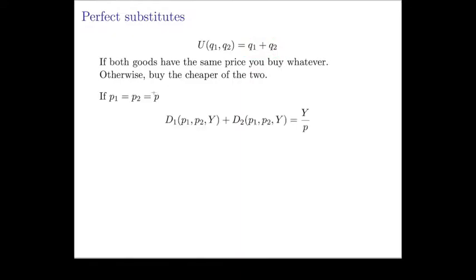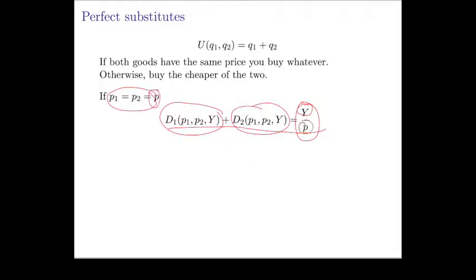So if P1 equals P2 equals some number P, then the demands are such that my demand for good 1 plus my demand for good 2 has to just equal the total amount of the two goods that I'm going to buy, which is I'm going to spend all my money on buying these goods, each of which costs P. So in total, I can buy Y divided by P.